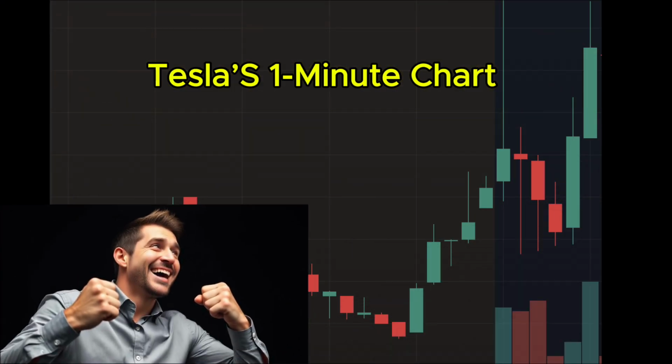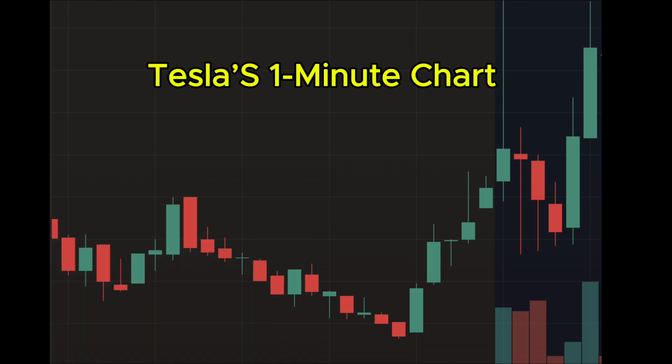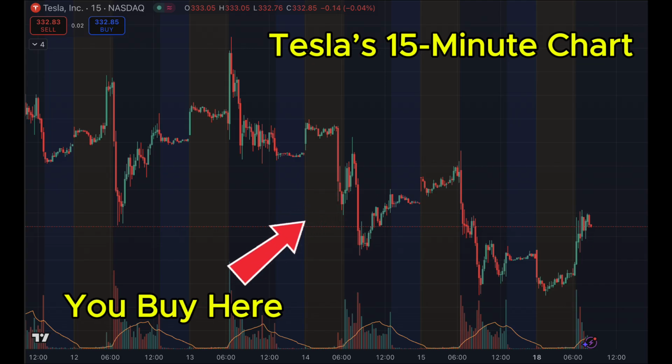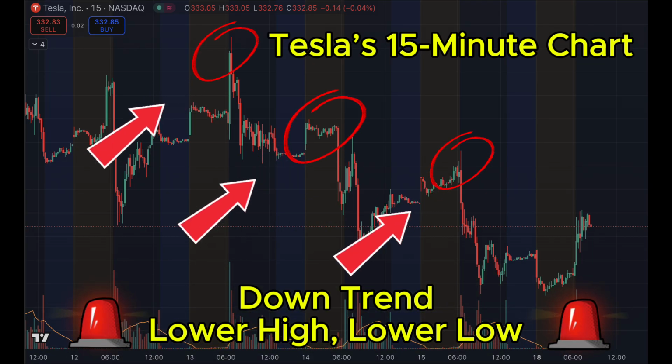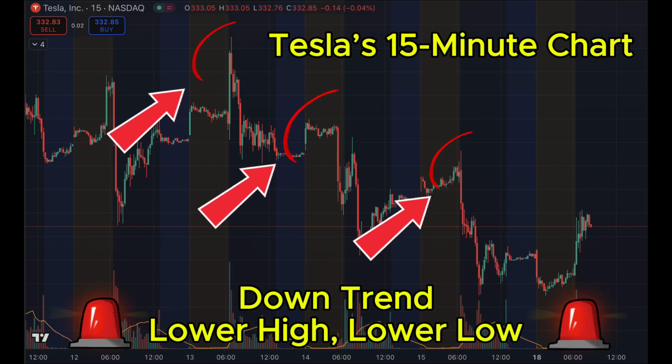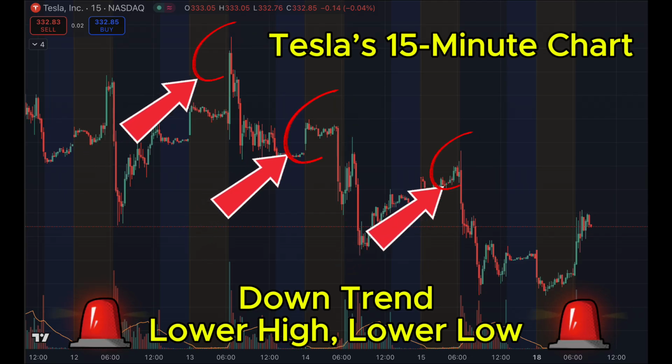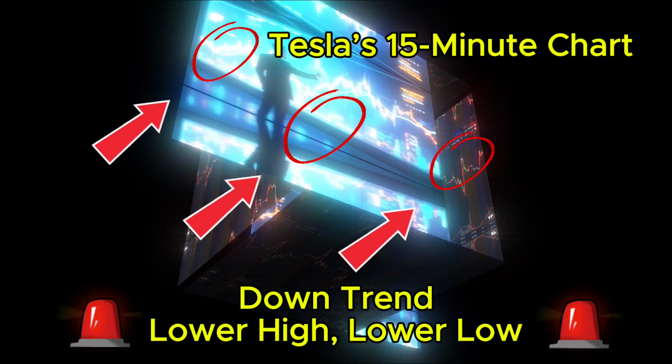Example, you spot a bullish engulfing candle on Tesla's 1-minute chart and think, perfect long entry. But if you zoom out to the 15-minute, you see Tesla is in a strong downtrend, and that candle formed right under a major resistance level. By skipping the zoom out, you would have bought into an area where sellers were waiting to hit hard.